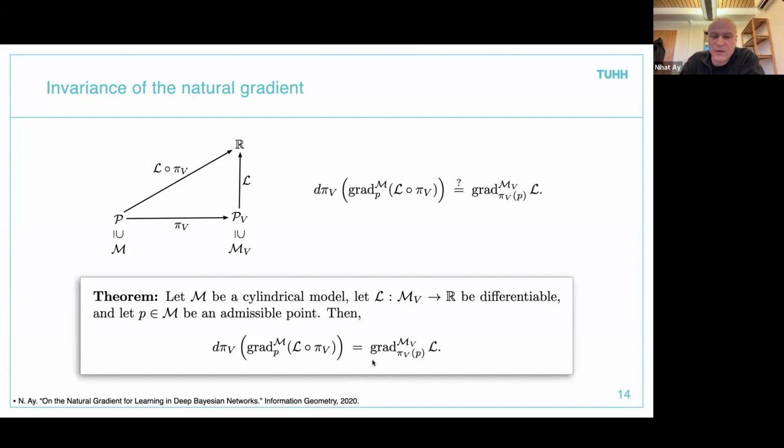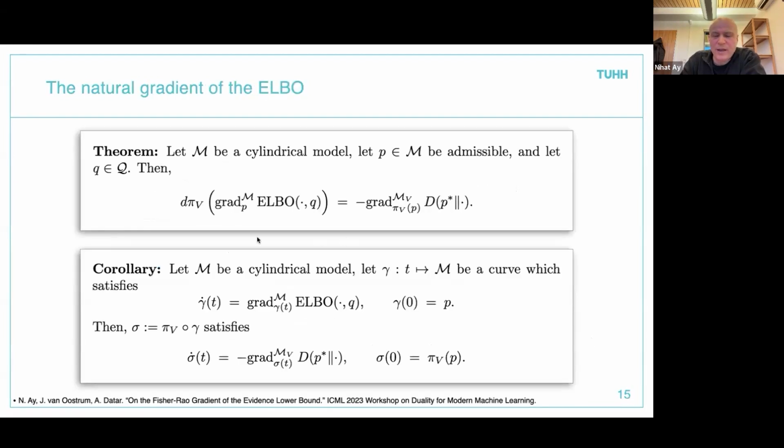But one has to specify that statement more clearly, which takes more space. This is why I have omitted it. And the proof goes along the lines of Chentsov's uniqueness theorem of the Fisher-Rao metric. So based on this theorem, we can actually prove that for cylindrical models, the differential of the natural gradient of the ELBO is exactly the natural gradient of the original objective function.